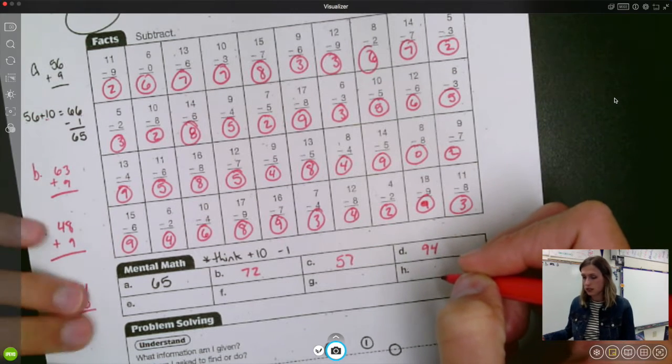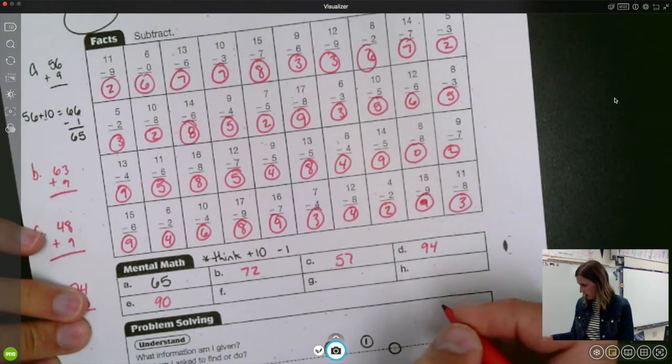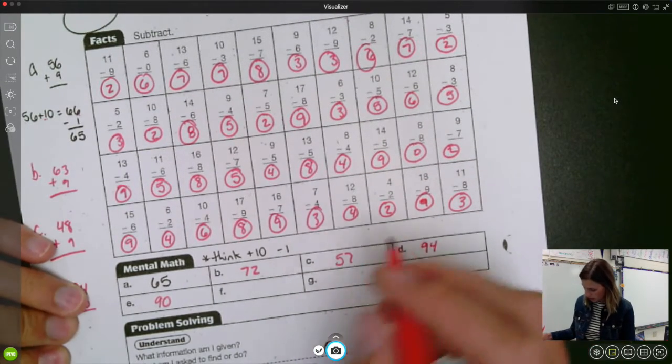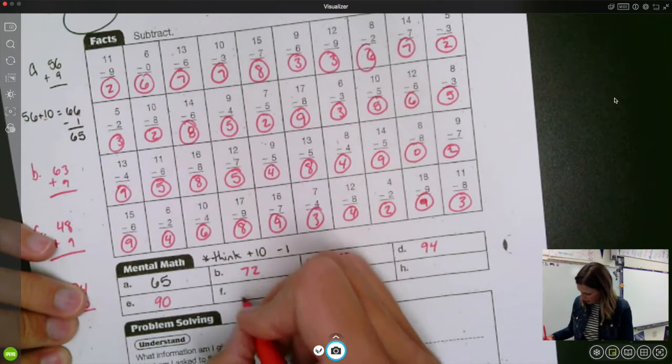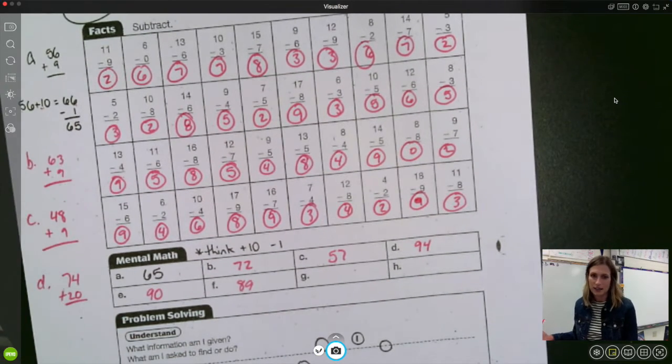E, 60 plus 30. 6 plus 3 is 9, so 60 plus 30 is 90. F, 49 plus 40. 49 plus 40 is 89 because 4 plus 4 is 8. 9 plus 0 is still 9.